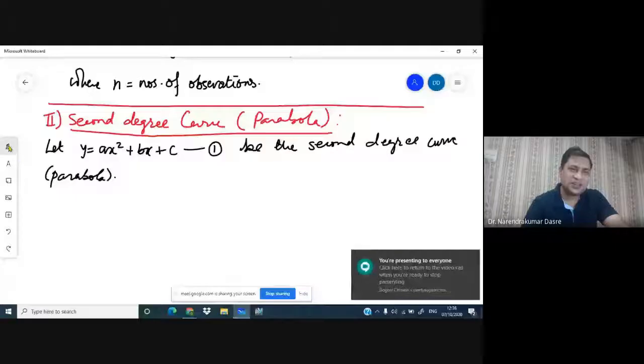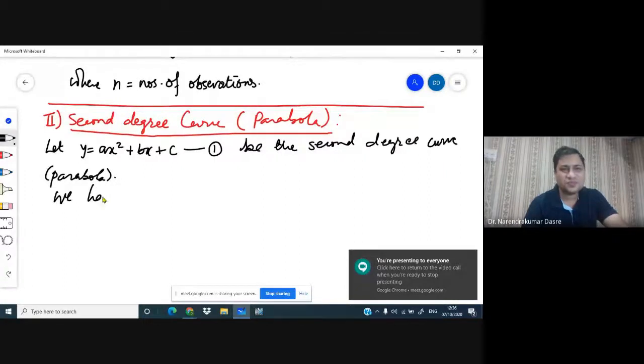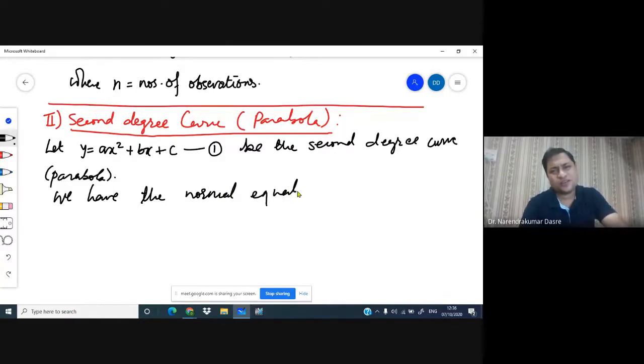And that's why I'm using again the technique of the least square method, and using the least square method, I'm getting the normal equations. So let us write what normal equations we have. What we have to do is take the summation of all this. So we'll have summation y equals a times summation x square plus b times summation x plus nc.